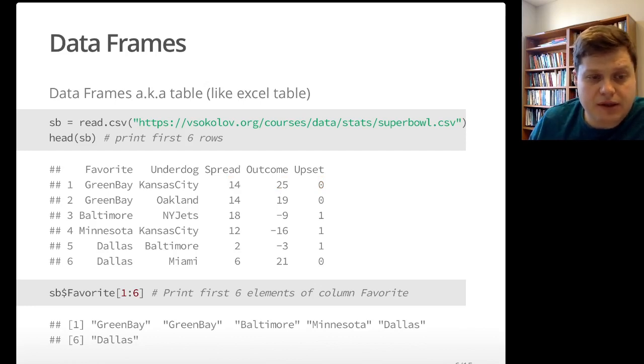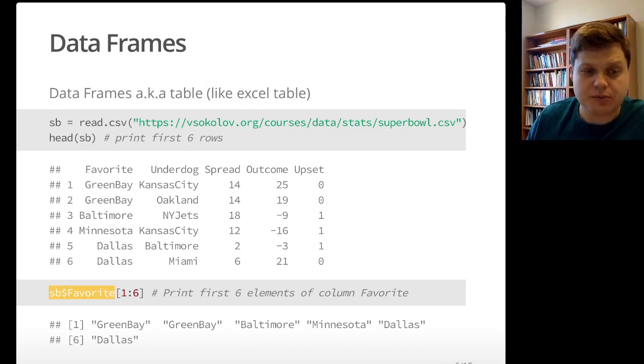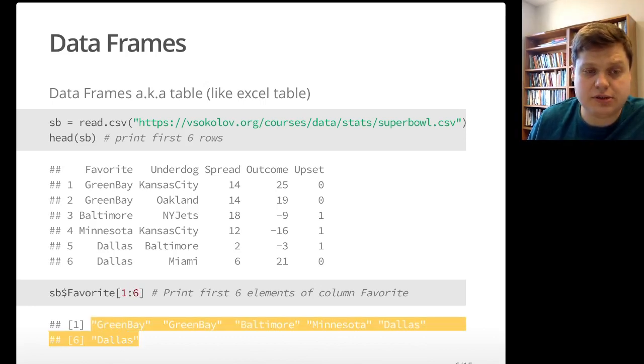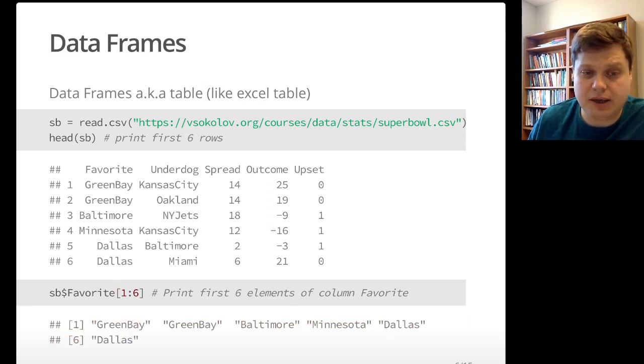And another thing that you'll be using once in a while is this dollar operator. Dollar operator allows us to pick a specific column from the table. So this Super Bowl table, dollar favorite, will give us the favorite column of the Super Bowl data frame. And then if I say in square brackets 1 colon 6, it will give me only the first 6 elements from this column. So it will tell me that in the first 6 games, those were the favorite teams: Green Bay, Baltimore, Minnesota, Dallas, and Dallas again.